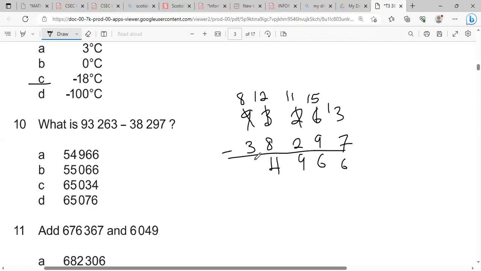3 from 8, leave 5. So our answer would be 54,966. Who got that correct? Be honest. All right, let's look at this one now. Let's see if you guys can get this one.